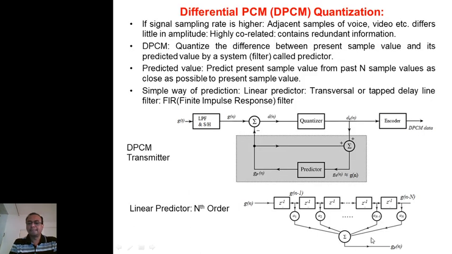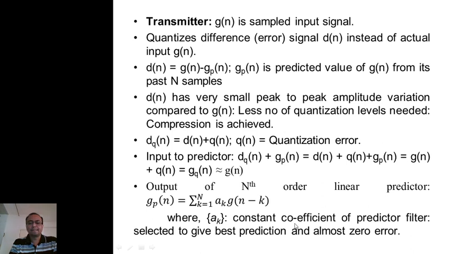So you can see this g_p(n) is equal to a1 into g(n-1) plus a2 into g(n-2) plus a3 into g(n-3) and so on, plus a(N-1) into g(n-(N-1)) plus a_N into g(n-N). So this is represented by a simple summation like this, right? Where all these a_k are constant coefficients of the predictor. They are fixed coefficients, constant coefficients.